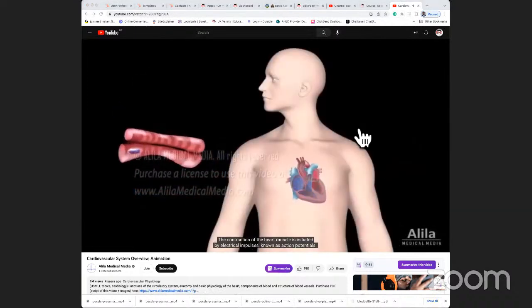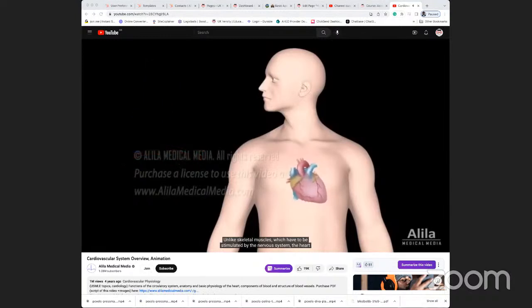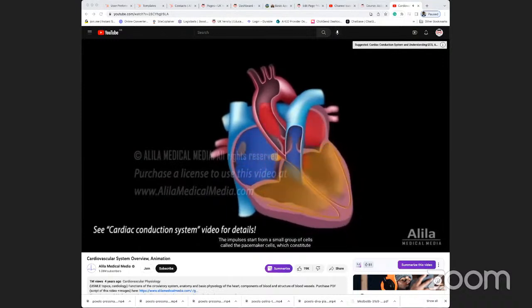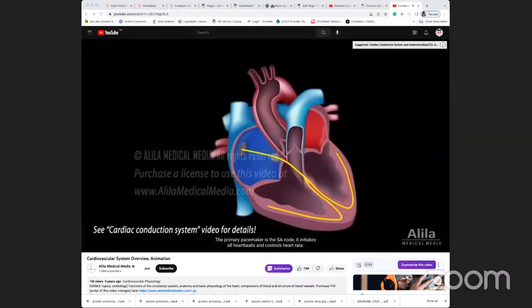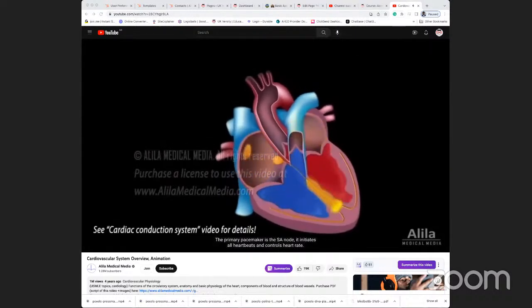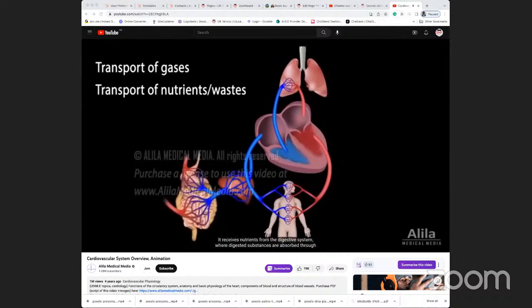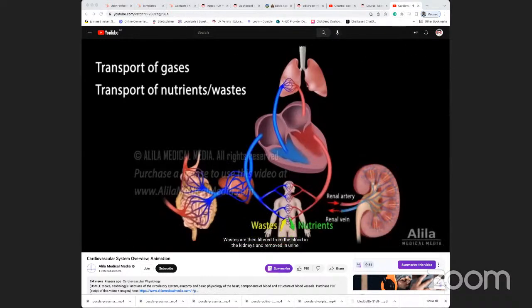The contraction of the heart muscle is initiated by electrical impulses, known as action potentials. Unlike skeletal muscles, which have to be stimulated by the nervous system, the heart generates its own electrical stimulation. The impulses start from a small group of cells called the pacemaker cells, which constitute the cardiac conduction system. The primary pacemaker is the SA node. It initiates all heartbeats and controls heart rate. Apart from transporting gases, the blood also supplies body's tissues with nutrients and removes metabolic wastes. It receives nutrients from the digestive system, where digested substances are absorbed through the walls of the small intestine into the bloodstream. These substances are then passed through the liver to be screened for toxins before joining the general circulation. In tissues, nutrients are exchanged for wastes. Wastes are then filtered from the blood in the kidneys and removed in urine.